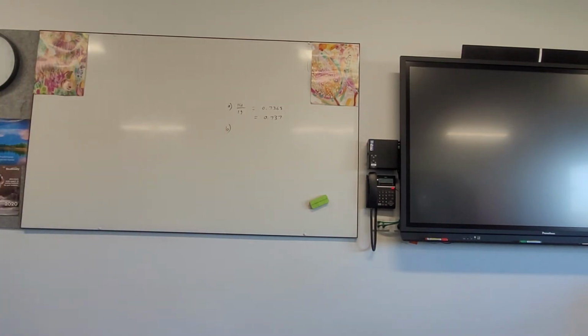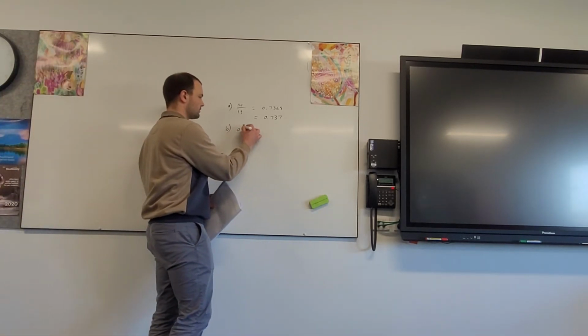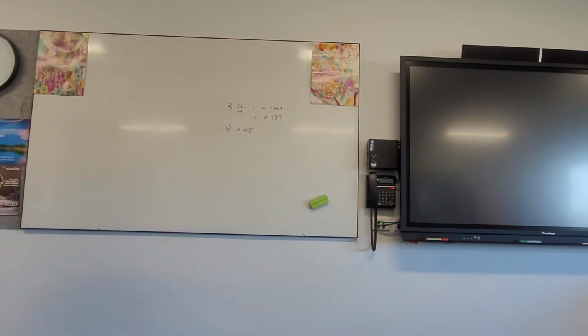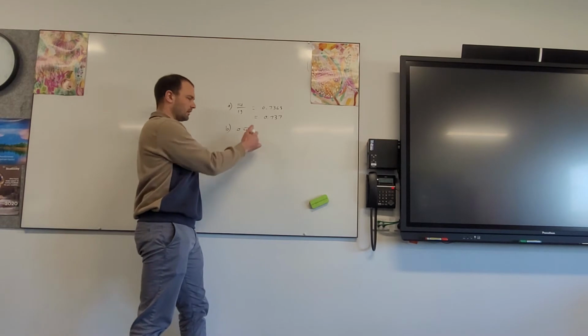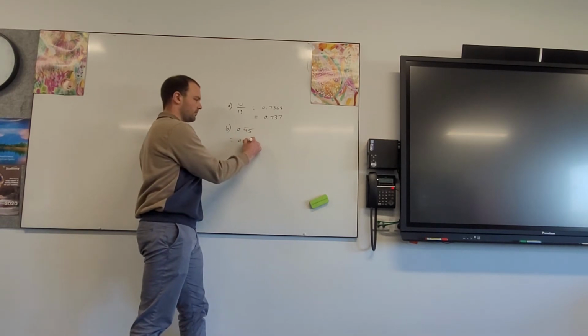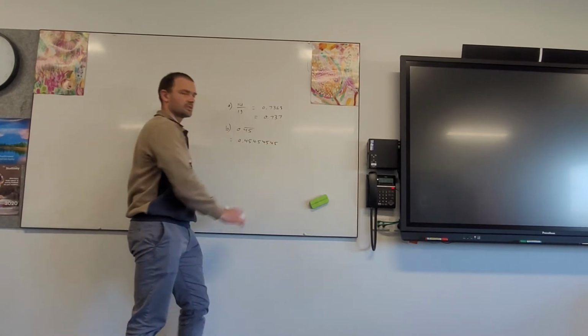Okay, part B. Show that the number 0.45 recurring is rational. So it wants us to write 0.45 recurring as a rational number. So 0.45 recurring, what does that mean? It's like this, isn't it? 0.45, 45, 45, 45, and it just keeps going forever.